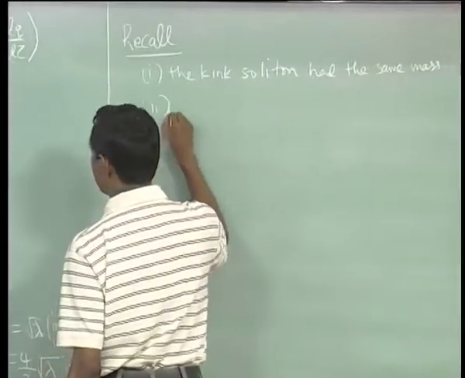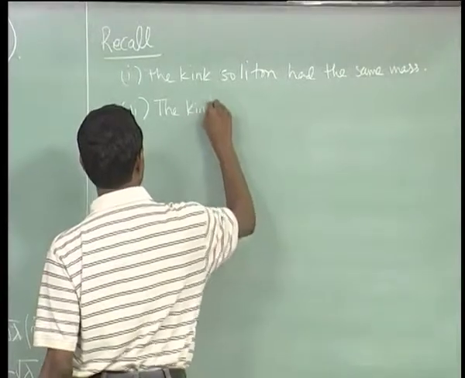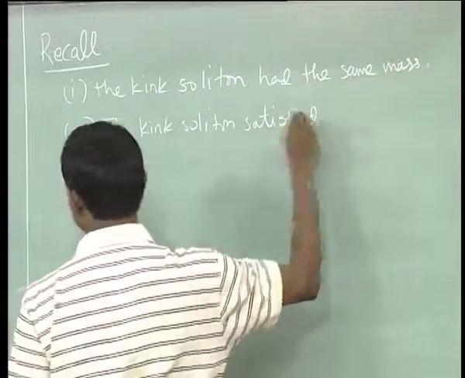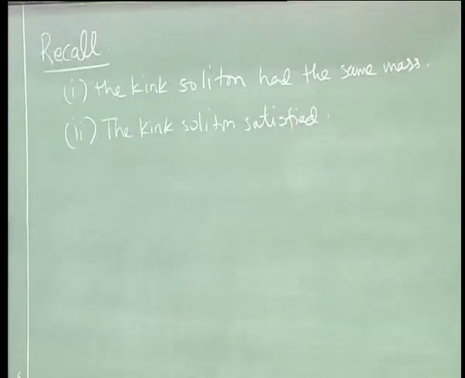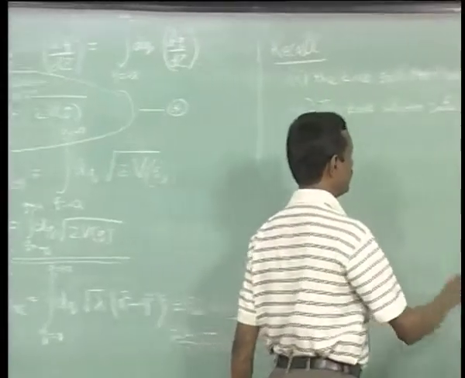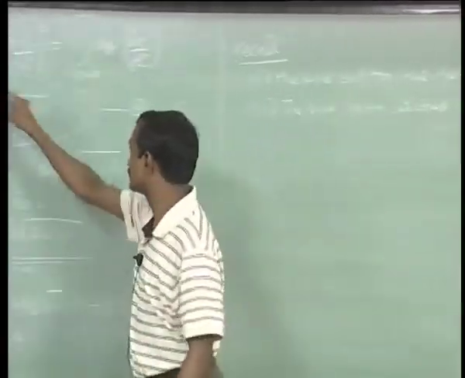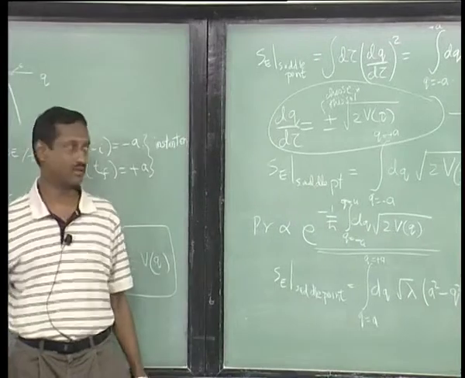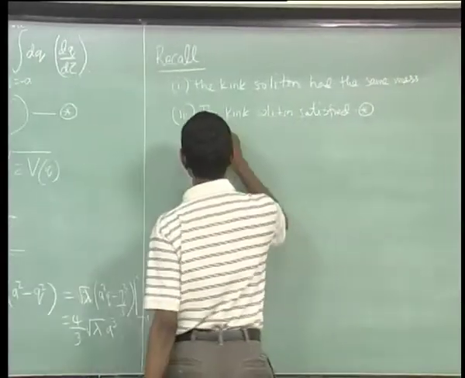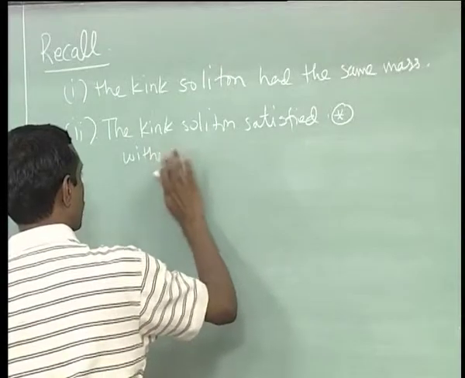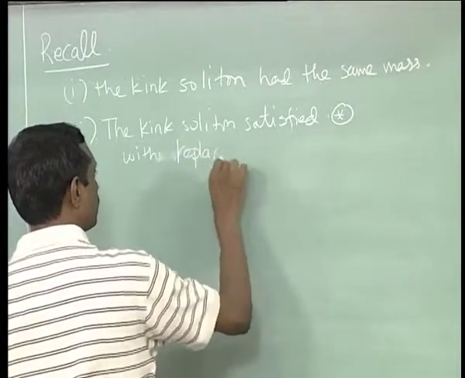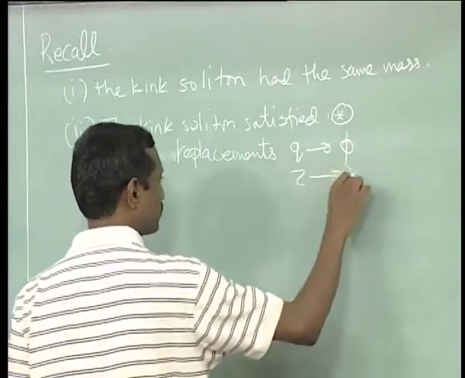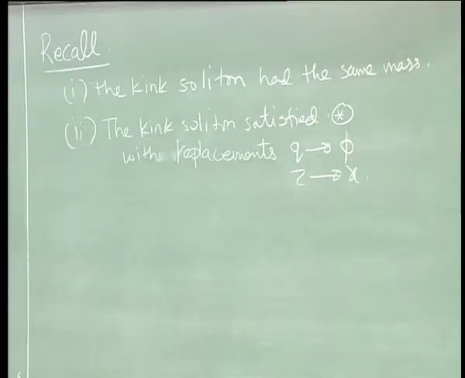So, number 2 is that the kink soliton satisfied this equation. Let us call this equation star. Okay, the plus sign was kink and the minus sign was anti-kink, and here we will just call it instanton and anti-instanton. Okay, satisfied star with of course the replacements, call q phi, and then tau becomes just space. Okay.